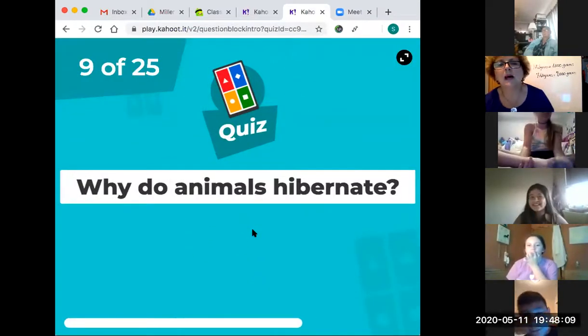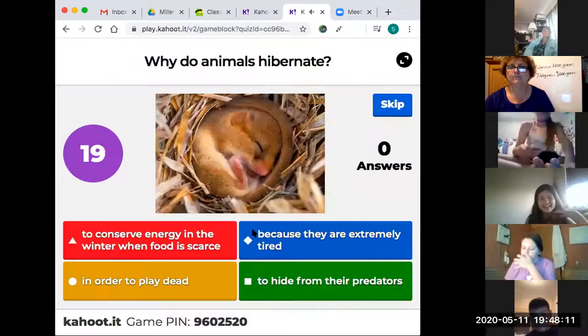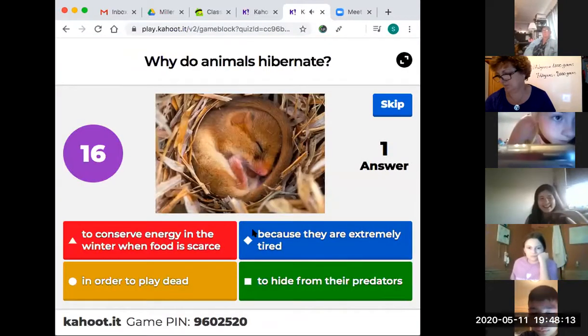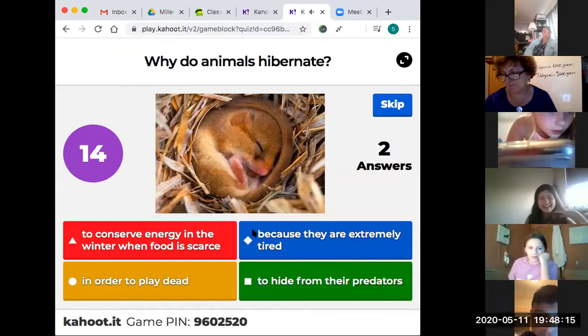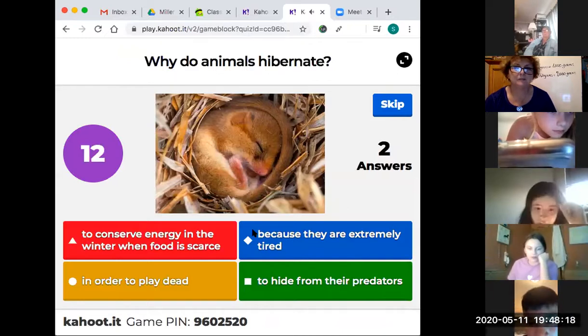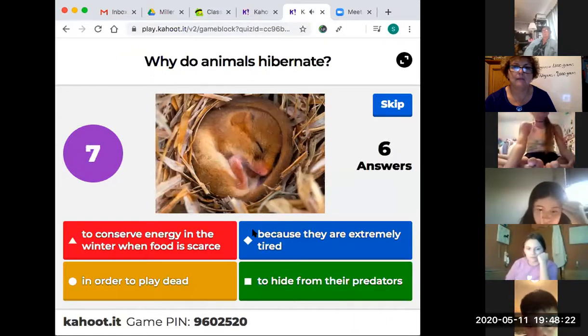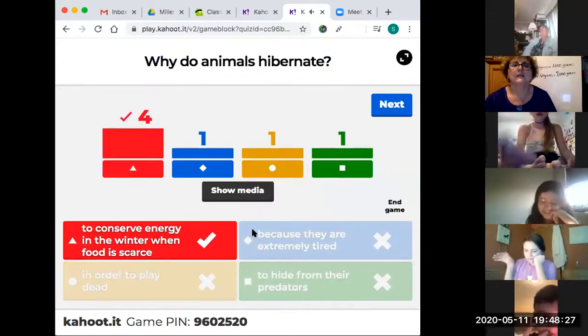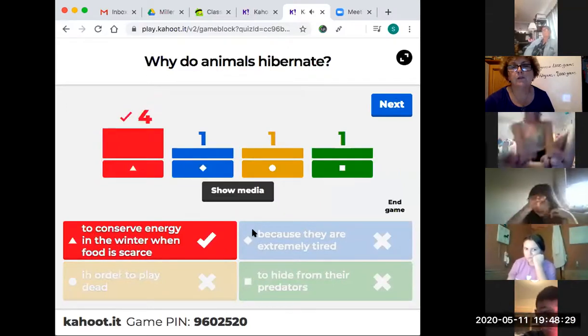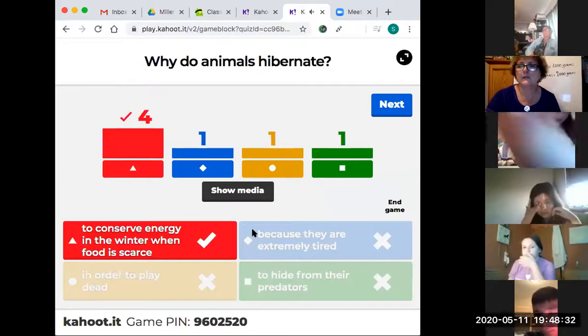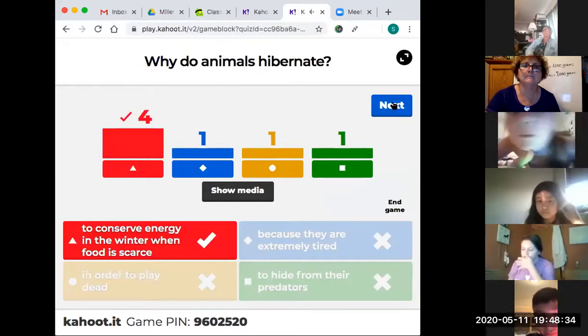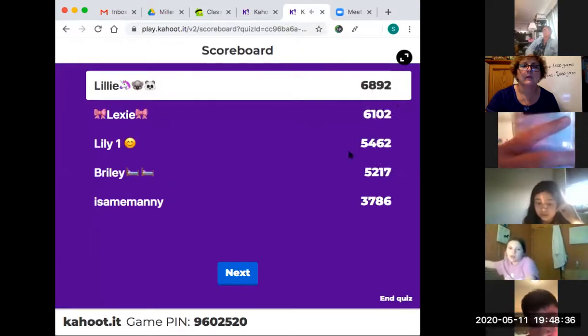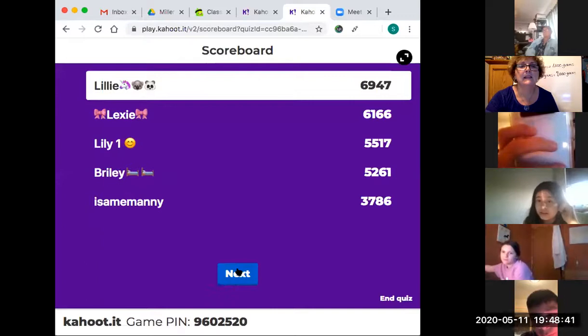Why do animals hibernate? Oh, this is easy. That's so cute. It is cute. It's a mouse, I think. When food is scarce, when there's not much for them to eat, they hibernate. But they eat a lot inside. Nothing changed. Yay. Still in the lead.